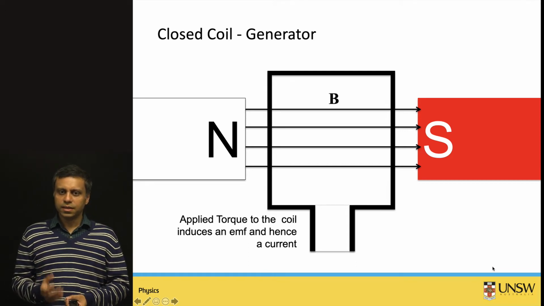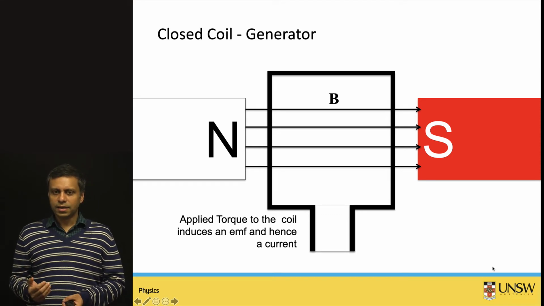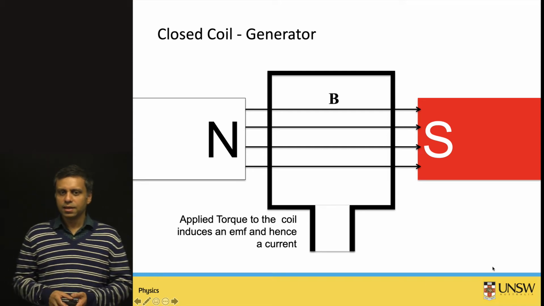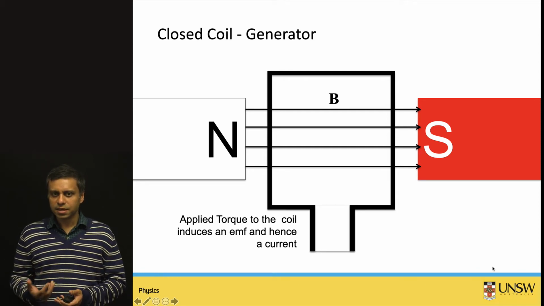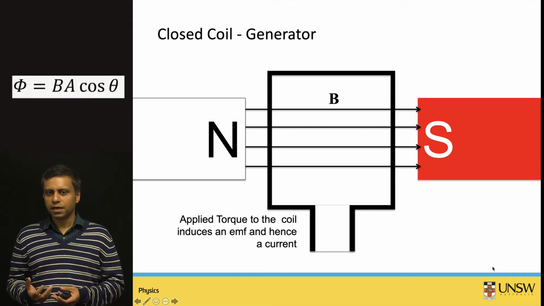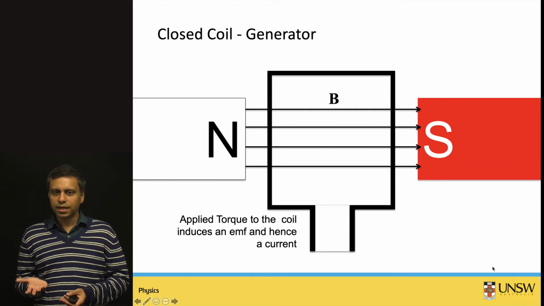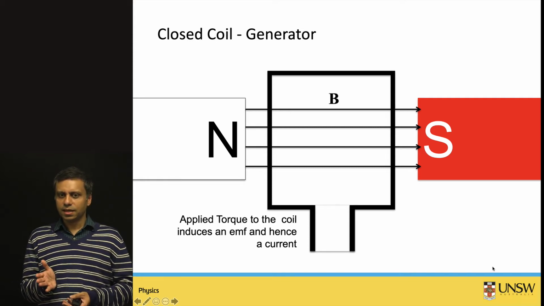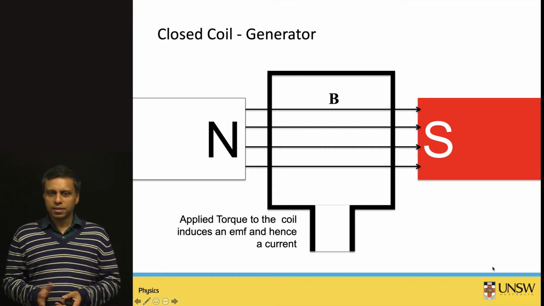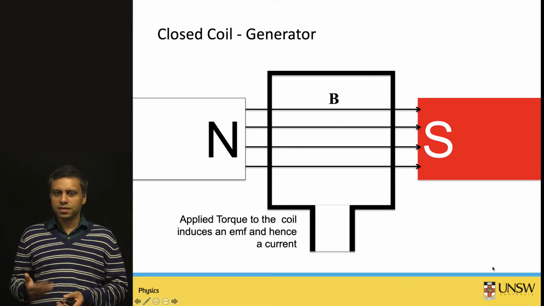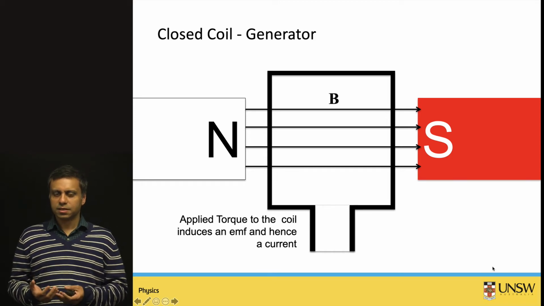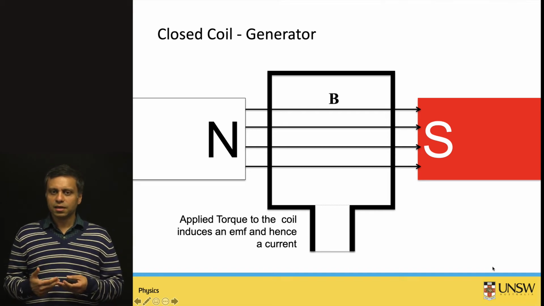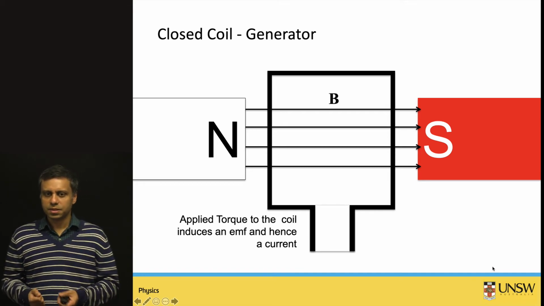Now we know that if there is a B field and there is an area, in this case the closed loop has an area A, and we have seen that the magnetic flux depends on the dot product between the magnetic field and this area. So in this case, because the area is changing, it's rotating, the angle between the B field and this area vector is changing. So the B dot A product is changing, and this product is actually the magnetic flux. And we know when the magnetic flux changes, there is a potential difference that develops in the closed circuit.